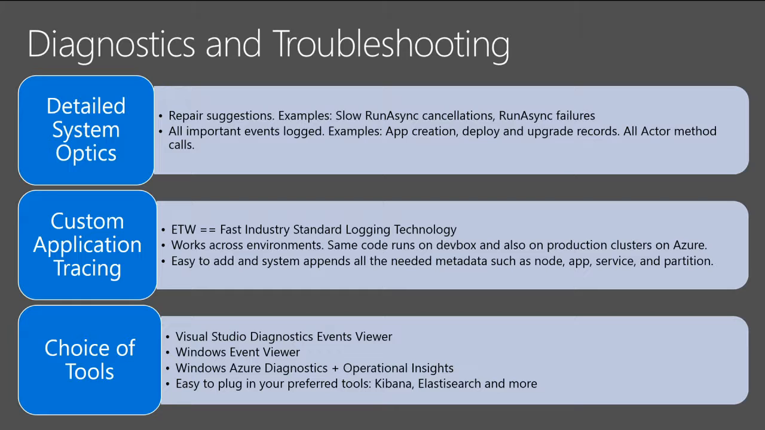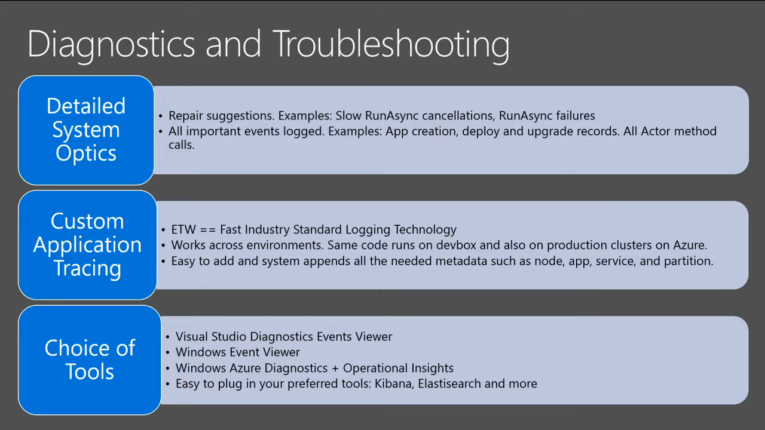And we are also making sure that there's a choice of tools that you can work with. So right out of the box, we have a Visual Studio Diagnostics Event Viewer. So when you're working on your local box, you can see all the ETW calls from the system and from your application code there. And then you can also use Windows Event Viewer. When you take and deploy this code to production on an Azure cluster, you'll be able to set up the Windows Azure Diagnostics extension and see all of these logs in operational insights. And at the same time, because we are using an industry standard in ETW, it makes it possible for you to use your own choice of tools, such as Kibana and Elasticsearch and more. And I'd love to hear from you what are the kind of tools that you guys are using so that we can make sure that it's easy for you to work with those tools when you're using our technology.